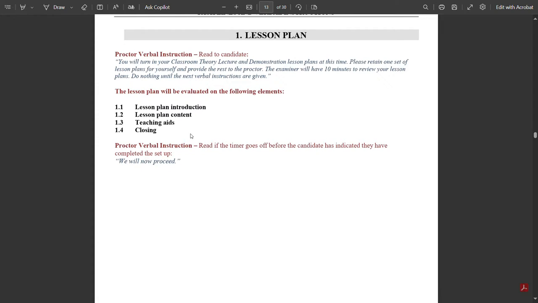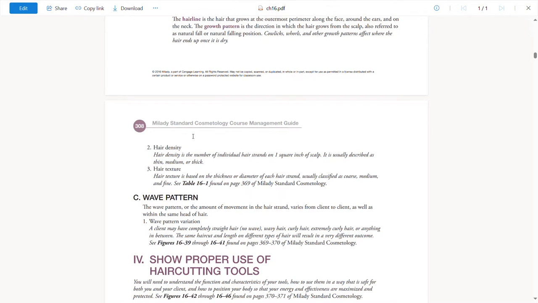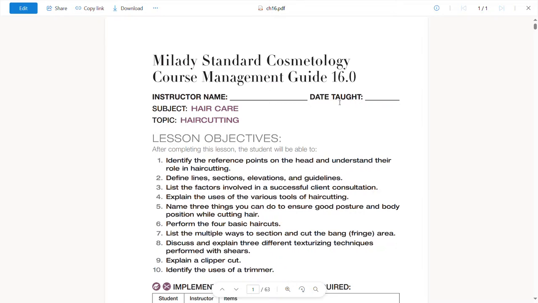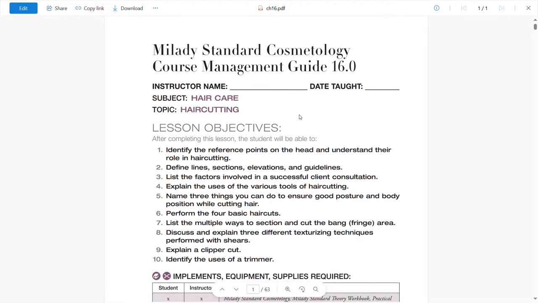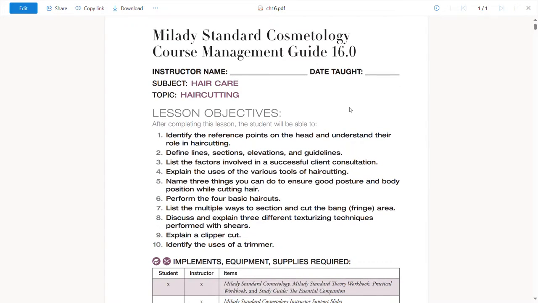So let's look at a sample lesson plan. And if you have access to M'Lady lesson plans, or if you don't, you can Google it and there are M'Lady lesson plans online. But this is just what one might look like. So this is the lesson plan for example, haircutting. Again, don't worry if you're an esthetician, nail tech, or natural hair specialist.